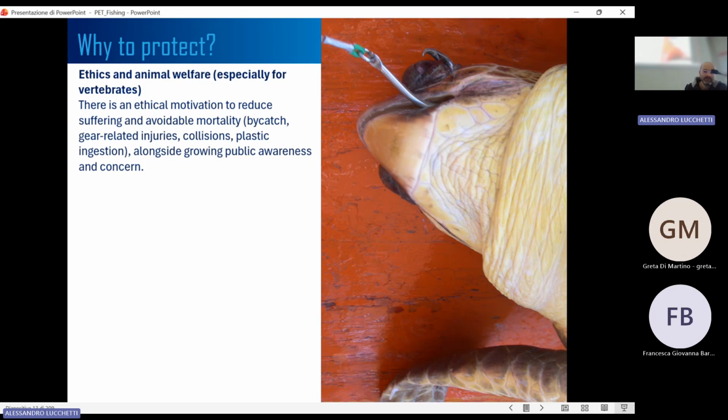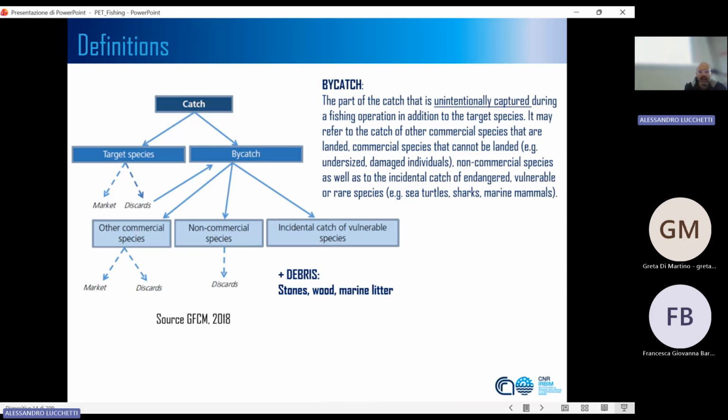Also ethics. You can see here an image of a long line catching a sea turtle. So why we need to do this to this species? And to be honest, the number of people interested in this specific ethical issue is really high. Therefore, we need to protect also for this.